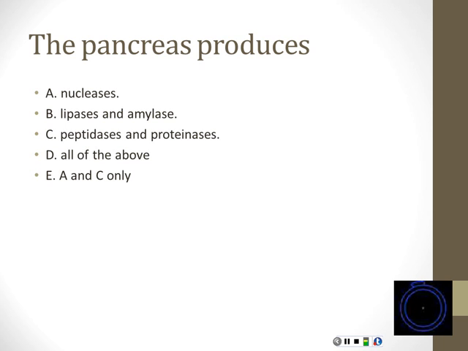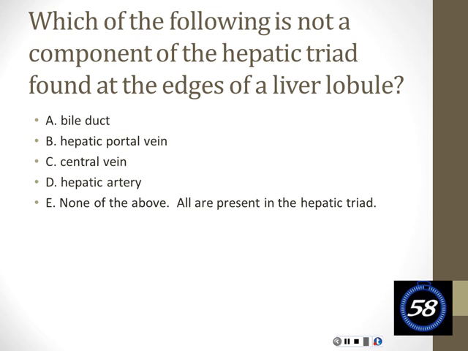Everybody answered? All right, so nucleases, yes, those break down DNA and RNA. Lipases and amylase, that's fats and carbohydrates, so yes. Peptidases and proteinases, those are protein digesters. So the best answer there would be D, all of the above. And that is unique to the pancreas. There's no other organ that produces enzymes that will destroy everything in the food that we eat. So very valuable.